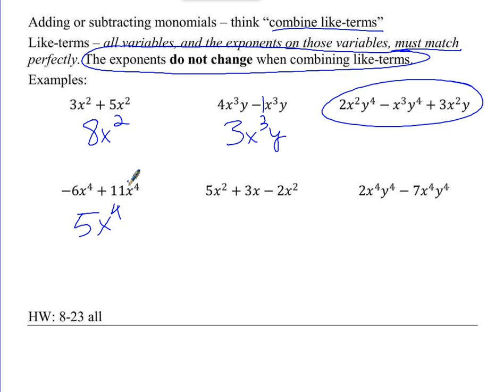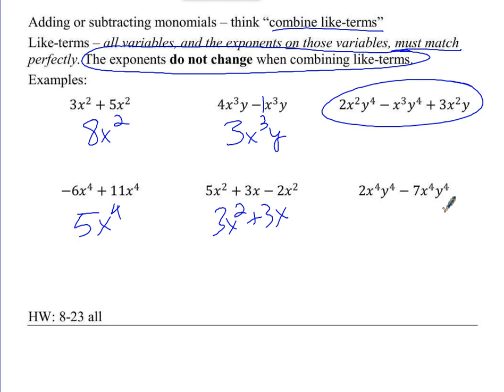How about the middle one? Do we have like terms anywhere here? Yeah, we do. Where? 5x squared and negative 2x squared becomes 3x squared. And then I have that plus 3x. Are those like terms? No, they're not. So that's the answer right there.